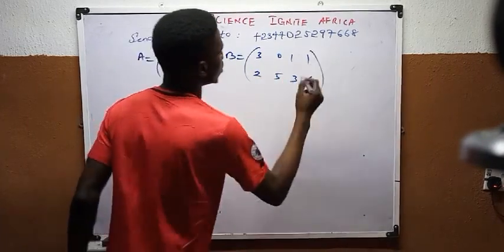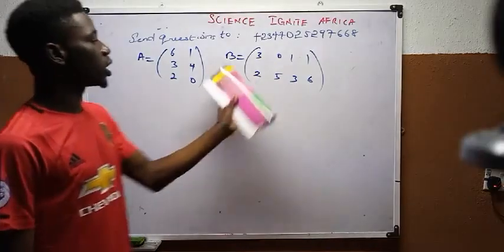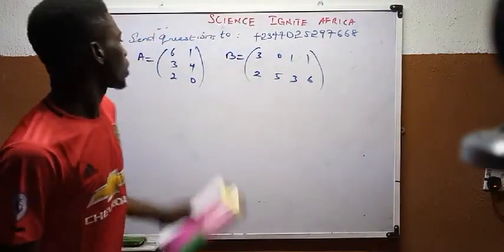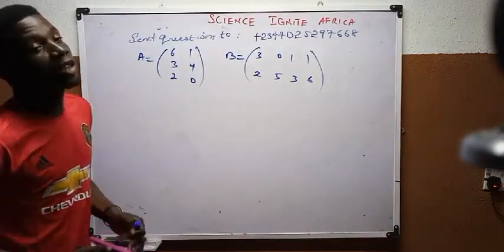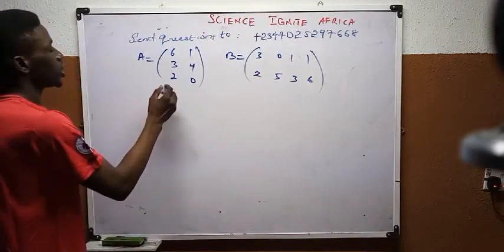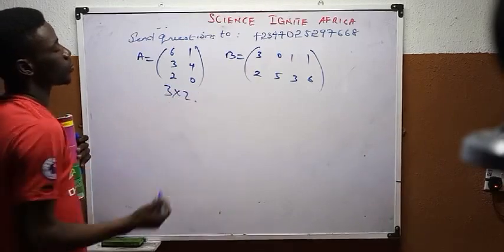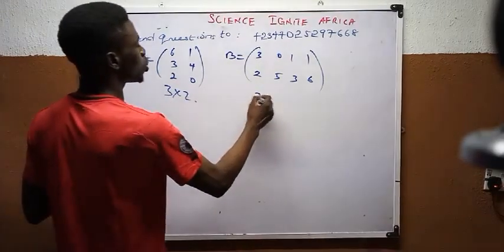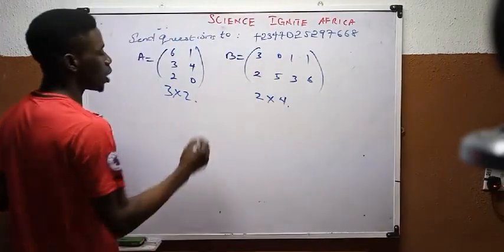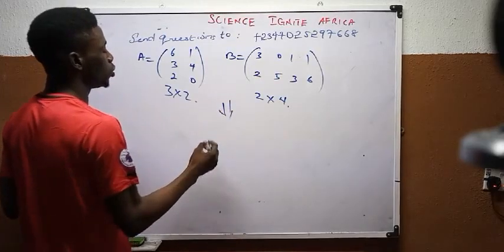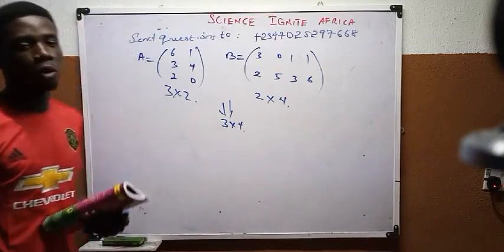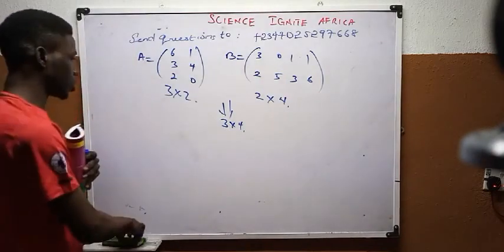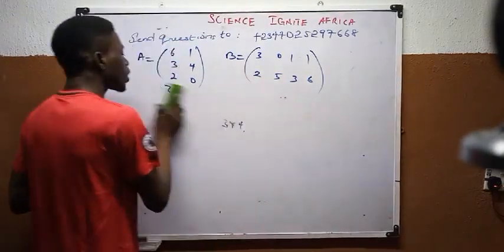3, 6. As you can see, this is a 2 by 4 matrix, and this is a 3 by 2 matrix. So at the end of the day, what kind of matrix will we produce? This one is 3 by 2, and this one is 2 by 4, so I will produce a 3 by 4 matrix. Let's see how it goes.